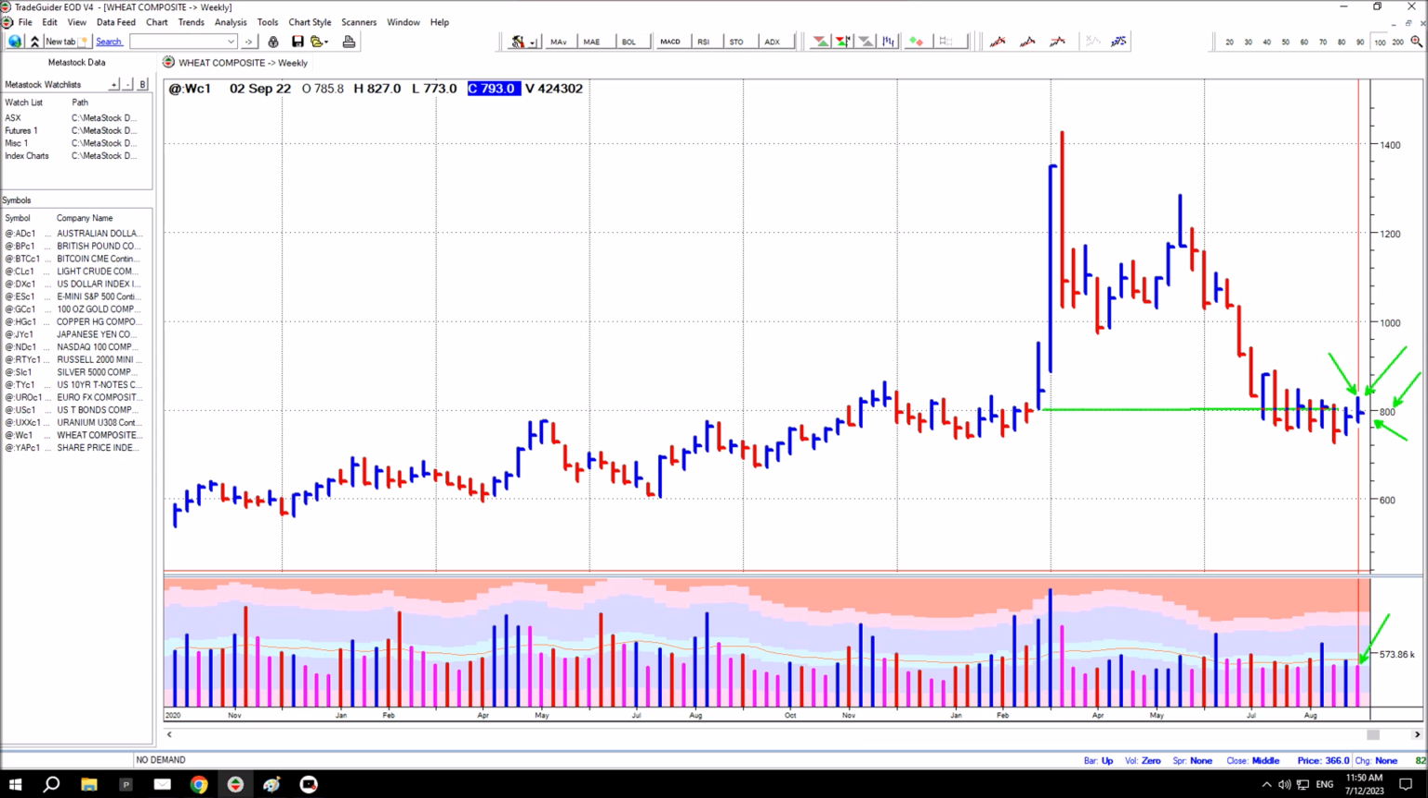Here's your 800 level, and you can see that price could have moved above it. There weren't enough buyers in the market to do so. That allowed price to float lower in the end, or drift lower in the end, and close back at the 800 level.